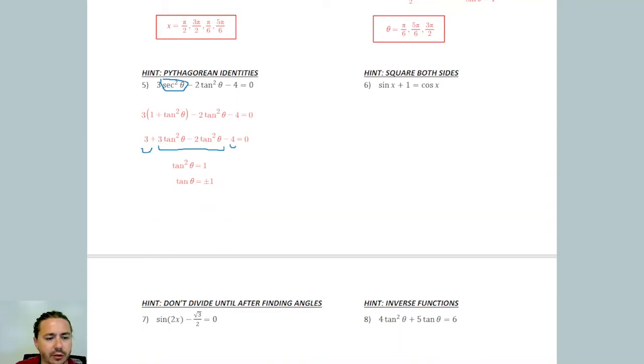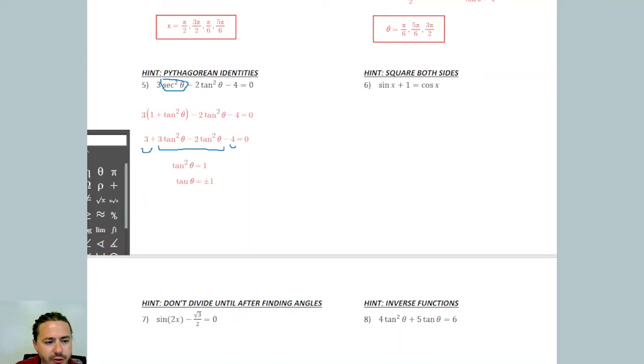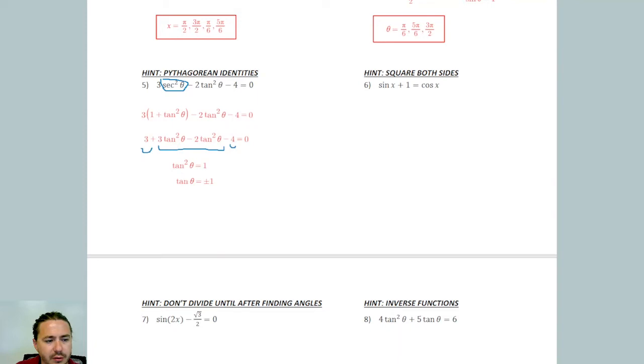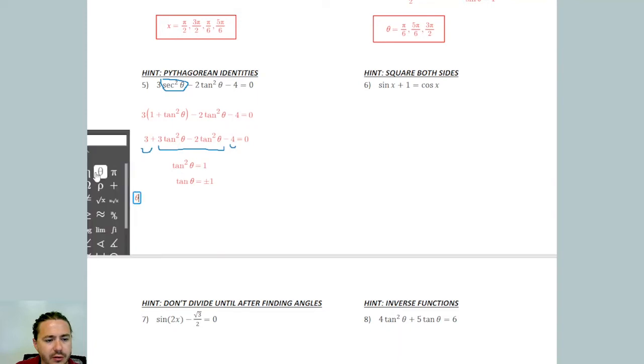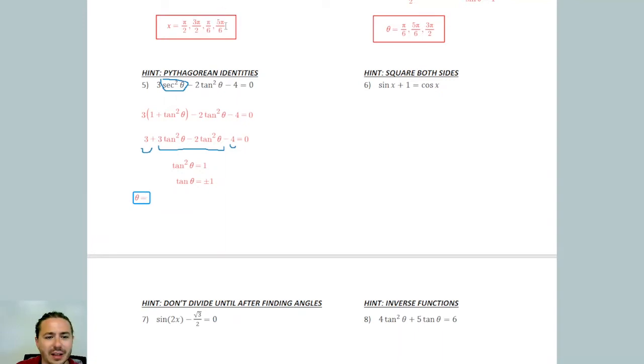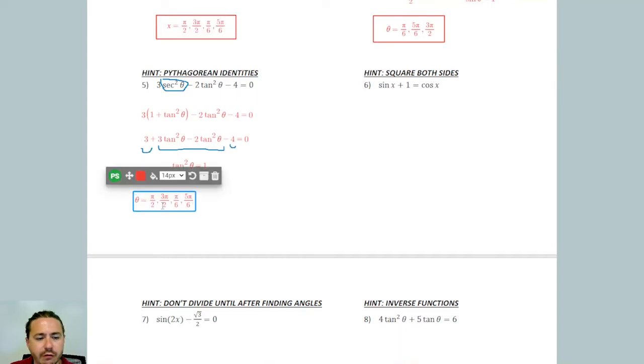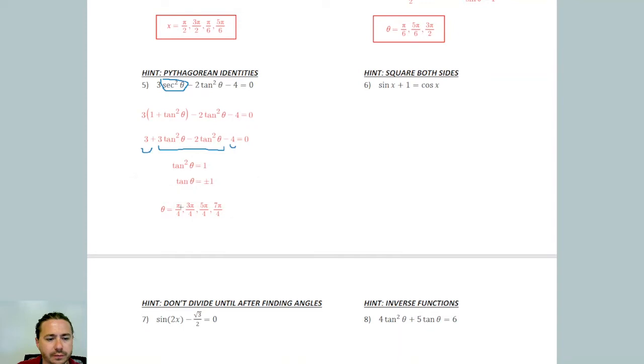Hopefully by now you know where those are going to be. If not, no big deal. You can pull out your unit circle and figure it out. So theta equals all the pi over 4s, because at pi over 4, tangent is 1. At 3 pi over 4, tangent is negative 1. At 5 pi over 4, it's back to positive 1. And 7 pi over 4 would be negative 1. Since we're looking for both positive and negative 1, we will get all 4 of those solutions.